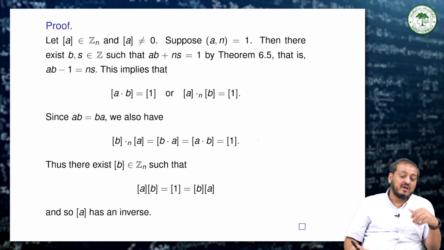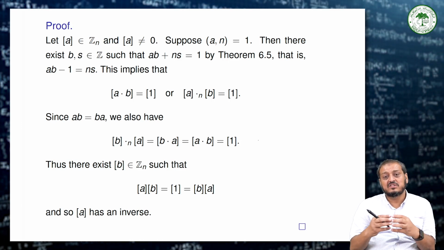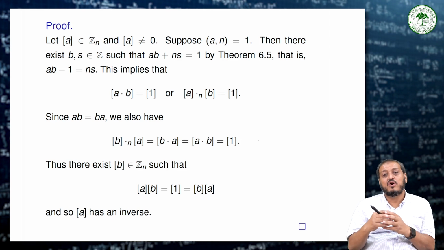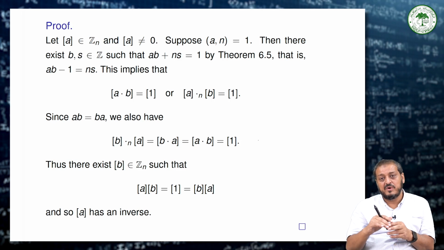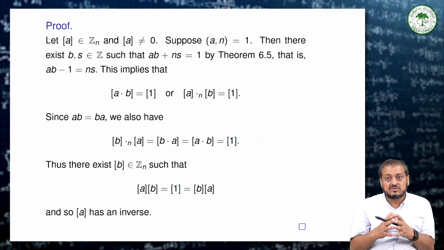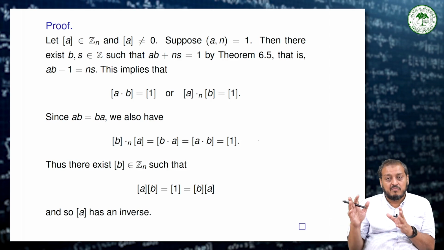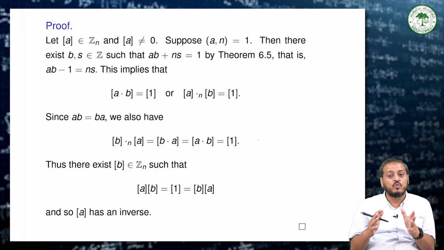So we have to find a certain element, the equivalence class of b. We show that if we multiply this with the equivalence class of a under modulo n, it gives the equivalence class of 1, the identity element of the set Zn under multiplication. So a has an inverse.